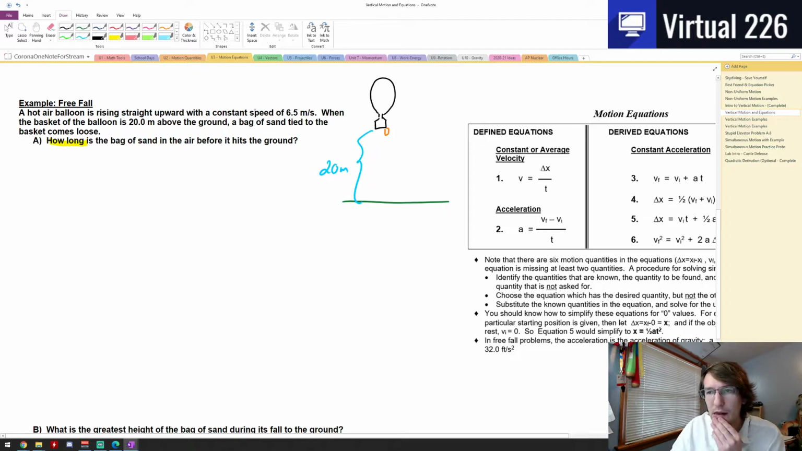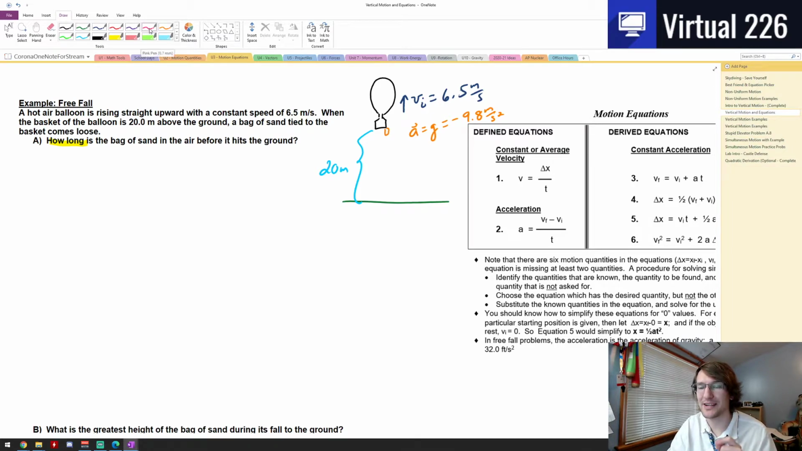Now, there's a few other values we know. We know that this balloon with the bag of sand is moving with some initial velocity of 6.5 meters per second. And we also know the value of gravity. We know acceleration is gravity, which in this case, if up is positive according to the 6.5, our gravity needs to be a negative 9.8 meters per second squared, okay? Now, if we want to figure out how long that bag of sand is in the air before it hits the ground, we need to go ahead and find a time here.